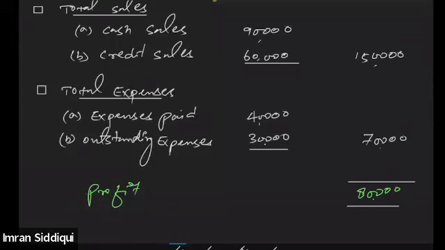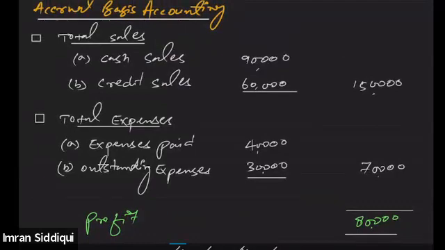Correct? And this does not mean that every time the accrual basis accounting will give you the higher amount of profit. I'm not trying to say that. I'm just saying that this time we have a higher profit by the accrual basis accounting approach, but it does not mean that it will always happen like this. All right? Understood, everyone? Is this clear, everybody? Yes, sir.